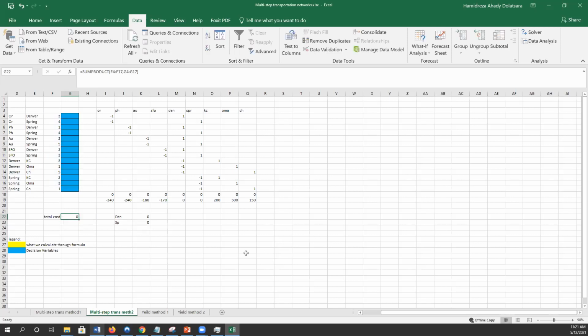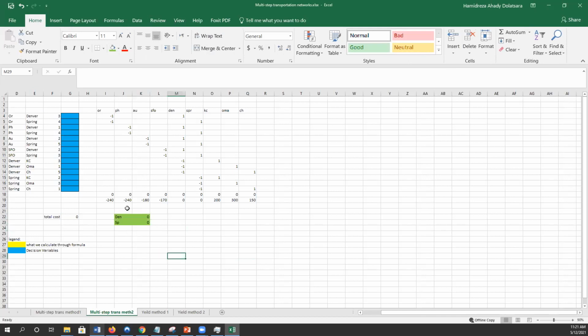Okay, in the next part, now we should take care of our constraints: supply, demand, and also warehouse. This little green here, let me just change color to green, is for my warehouse constraint.